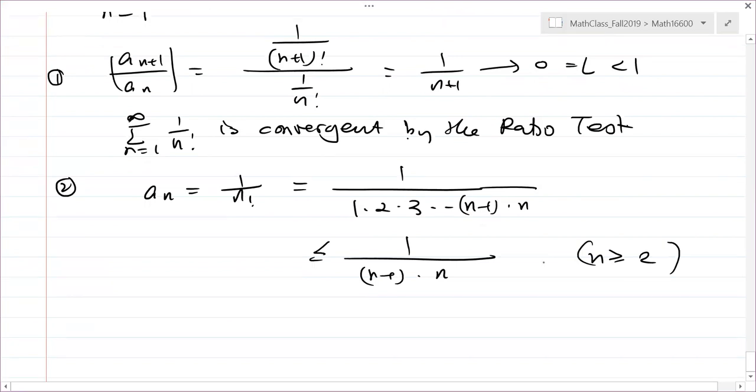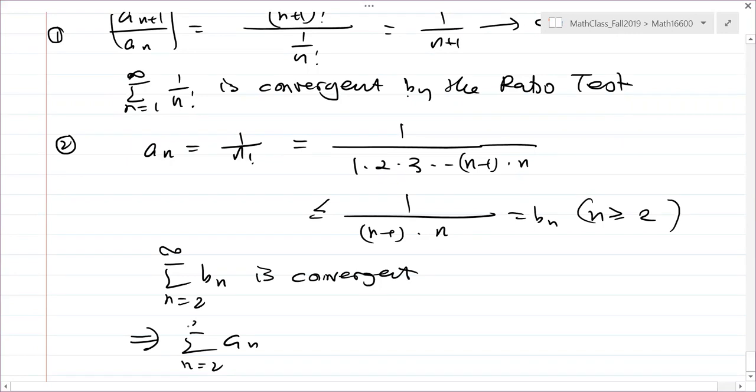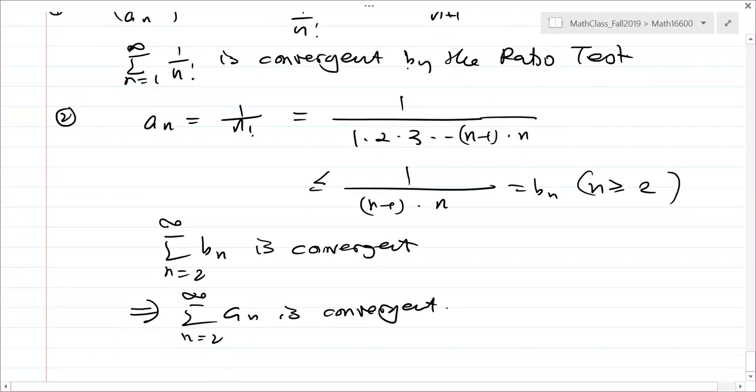So this is b_n, and now I know the sum of b_n is convergent. Then that implies this is convergent. n starts from 2, but the sum can start from 1. This is by the comparison test.